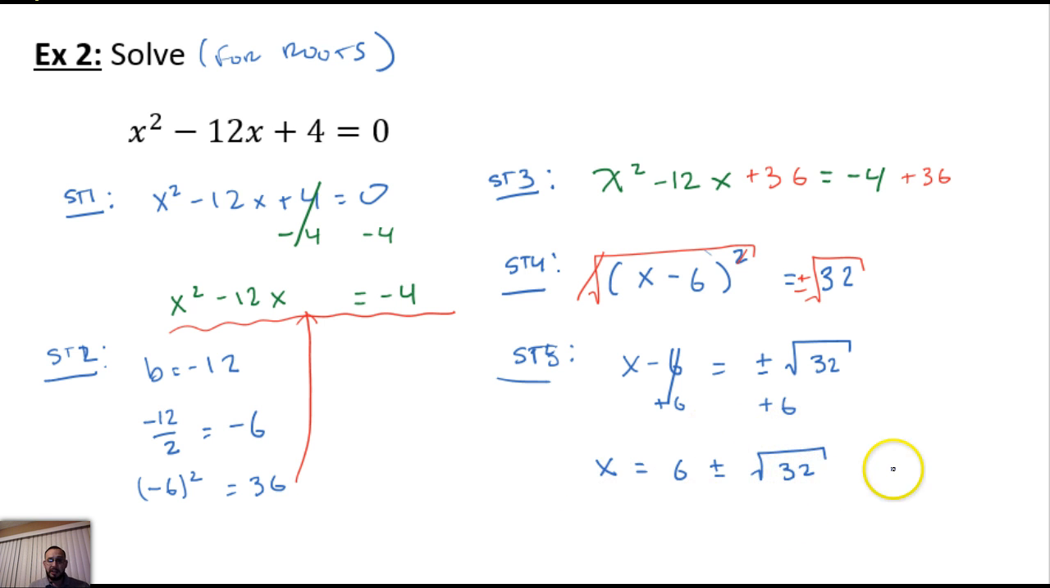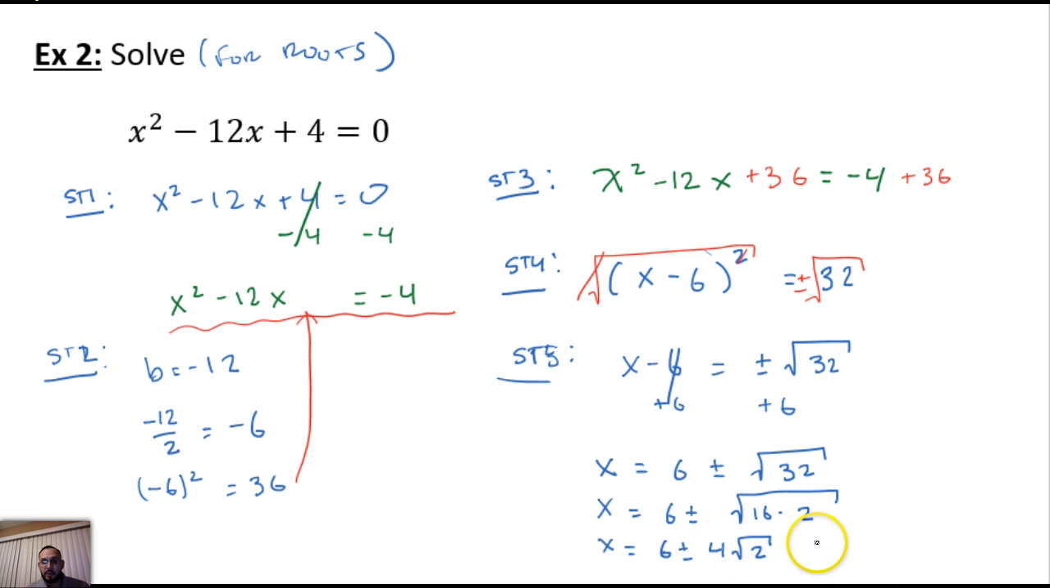And as tempting as this might look, as our final solution, it is not. Remember, if you can reduce a radical, go ahead and reduce it. This actually breaks up into a factor of a perfect square. So it gives me 6 plus or minus the square root of 16 times 2. Well, my product property rule tells me that I can break this up into the square root of 16 times the square root of 2. So one more, we get 6 plus or minus 4 times square root of 2.